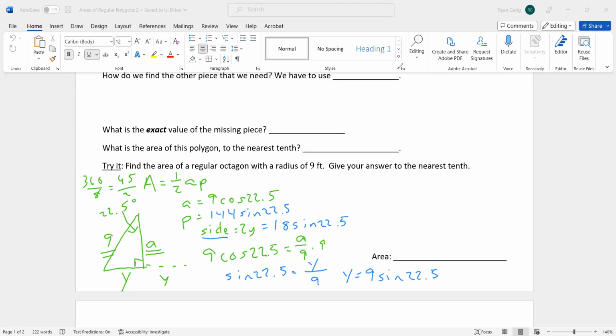Now that I have my apothem and my perimeter, I'm going to switch colors here, and I'm going to go over here, and I'm going to write this down as is. Don't round anything yet.